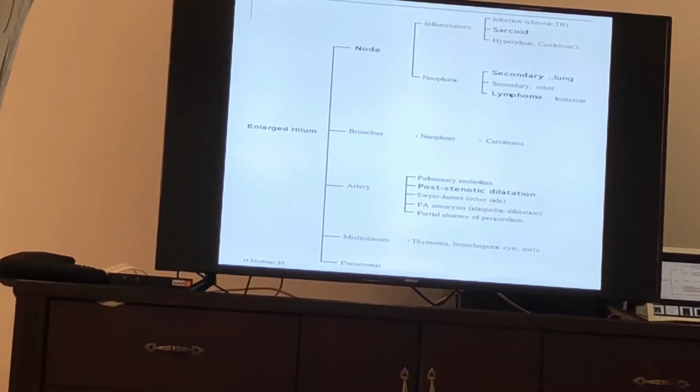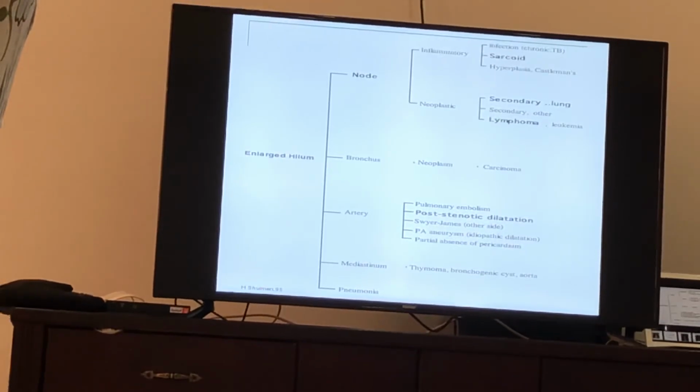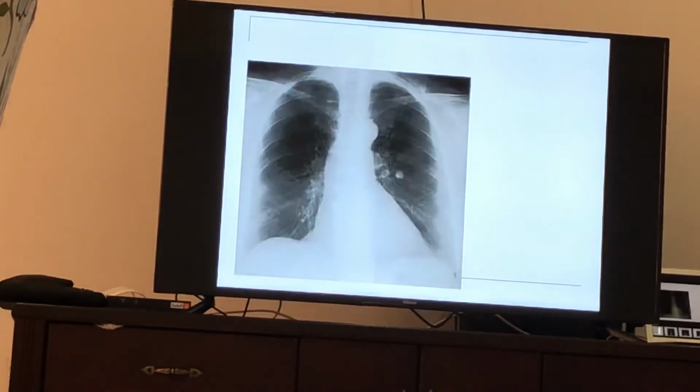Okay, this is enlarged hilums. The same thing with the enlarged hilum: it could be lymph nodes, sarcoid, TB, secondary lung cancer, all of that sort.